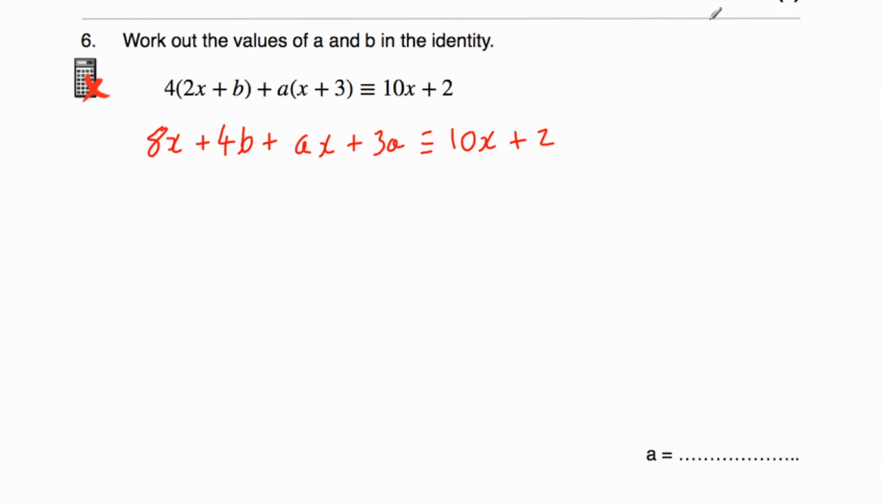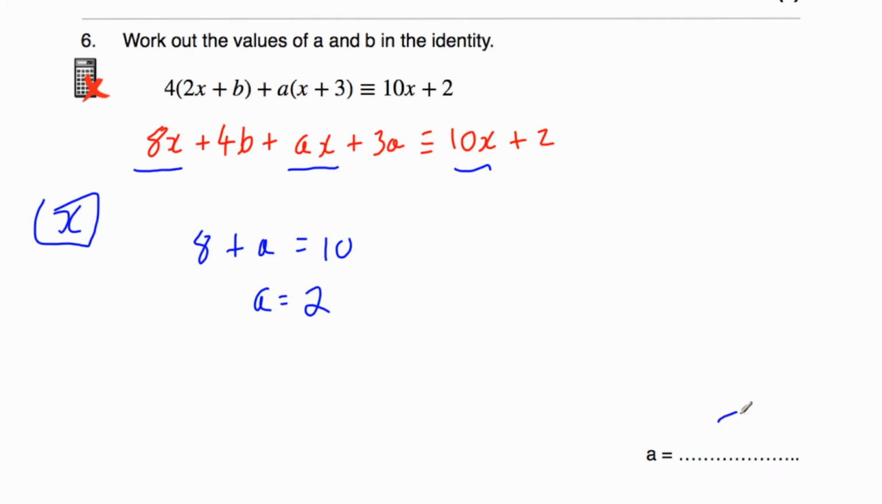Okay, so let's equate our coefficients. Let's start off with x terms. In terms of our left-hand side, our terms involving x would be this term, and our terms including x on the right-hand side would be this term. So let's equate our coefficients. We've got 8 plus a is equal to 10. So that means that a would be equal to, taking away 8 from both sides, 2. So that means that a is equal to 2.